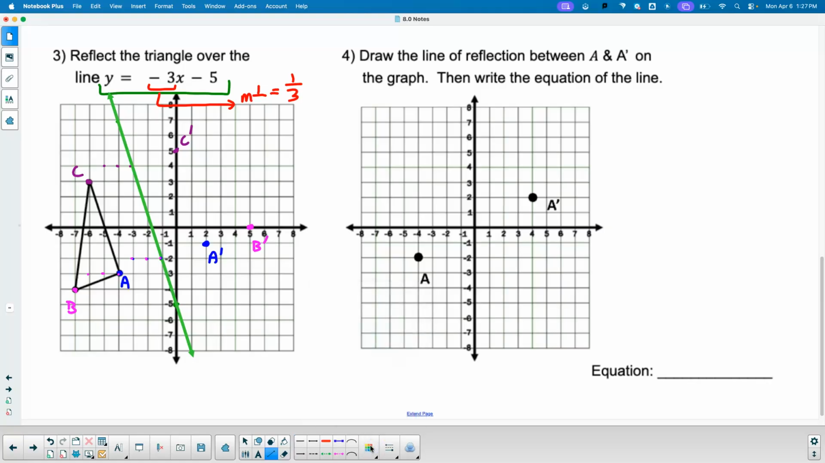No problem. And then we got to connect it. It's not just putting those points on there. We also have to connect it to.